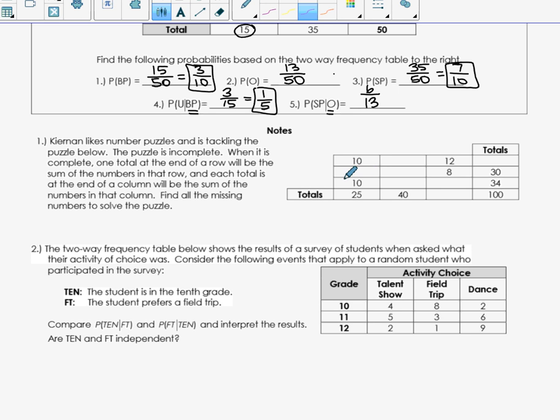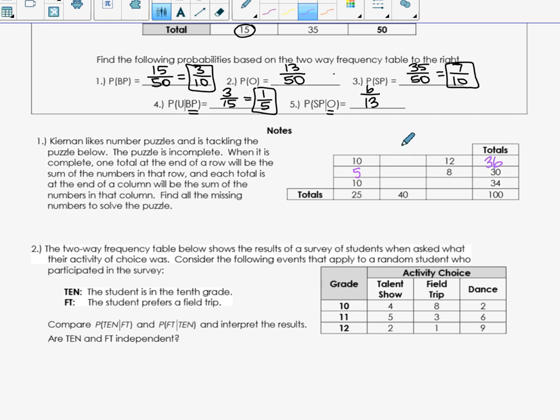Right off the bat, I see this right here. You can start in the first column. So 10 and 10 is 20, so you need 5 more for that to total 25. And then the next column, obviously you can't do that. You're missing an entry, but you also don't have a total. But then in the totals column, you have 30 and 34, which is 64. And then we need 36 more in order to get to 100. Now, that's all of the columns.